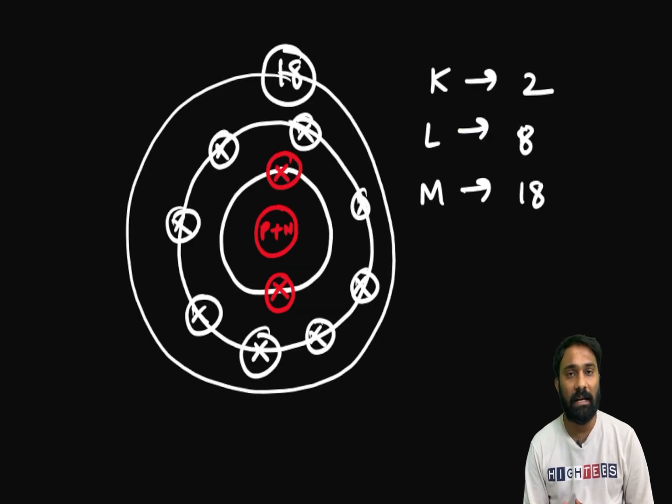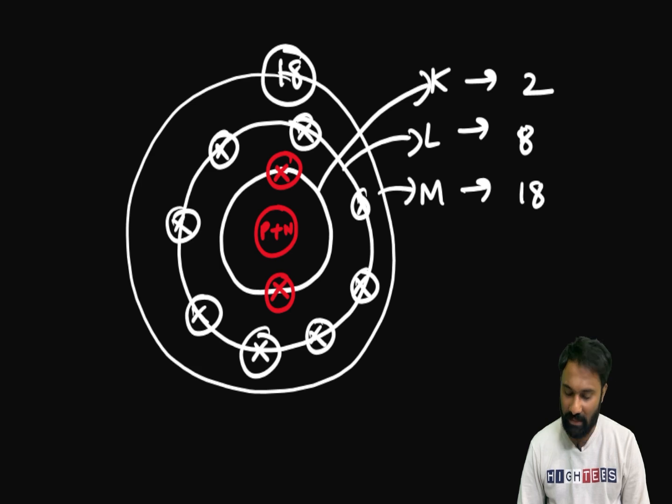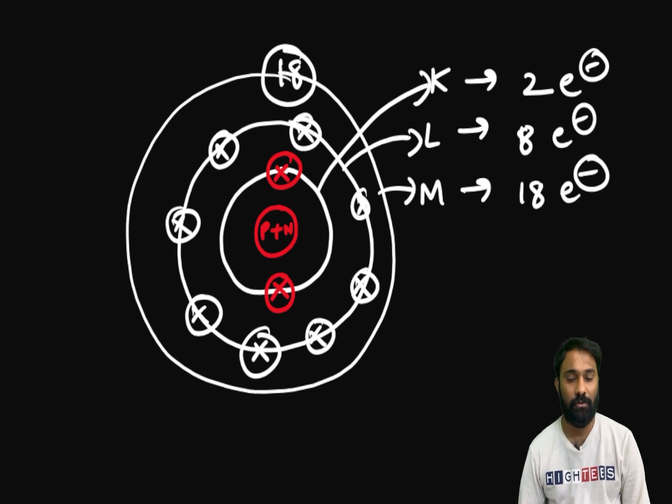Before studying some basics of the periodic table, first we have to know about the atom. In your lower classes I know you have studied this. Atom contains protons and neutrons, and it contains orbits, or shells. The first shell is the K shell, the second is the L shell and the third is the M shell. K shell can accommodate 2 electrons, L shell can accommodate 8 electrons and M shell can accommodate 18 electrons. This is some basic idea of the atom that we have studied.